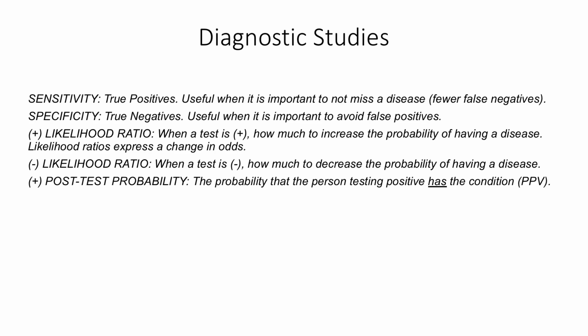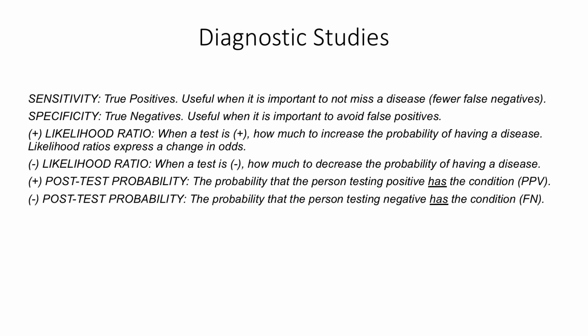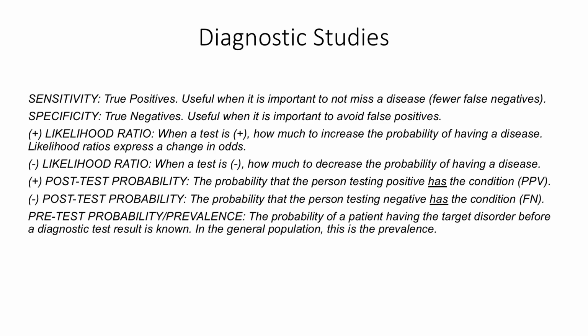Positive post-test probability. This is the probability that a person testing positive has the condition. This is also known as the positive predictive value. Negative post-test probability. The negative post-test probability is the probability that the patient testing negative has the condition. This is essentially the false negative rate.